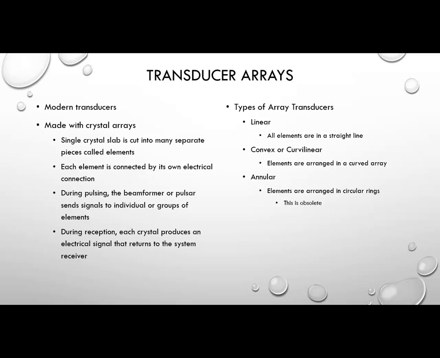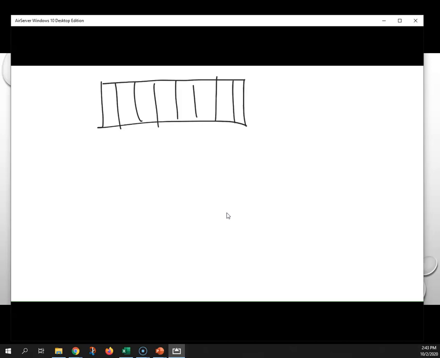The different types of array transducers, the one we're most familiar with is a linear array, and this is just a flat crystal that has a bunch of subcrystals in it. I'm going to draw a picture of a linear array crystal so you can see what that would look like. If we're looking at it from the face, it just looks like this, with a bunch of cuts in it that are the subcrystals.